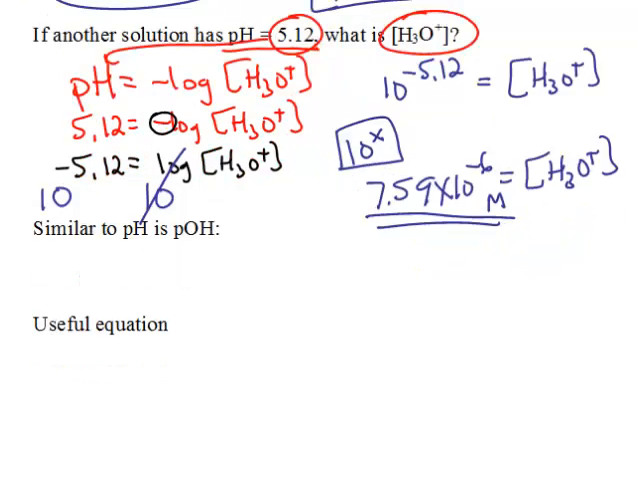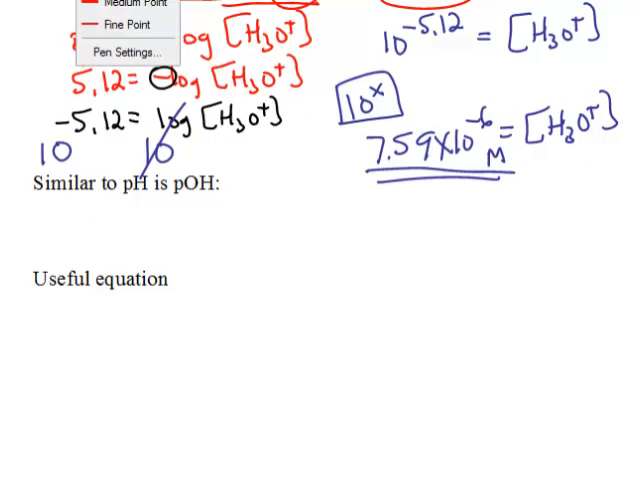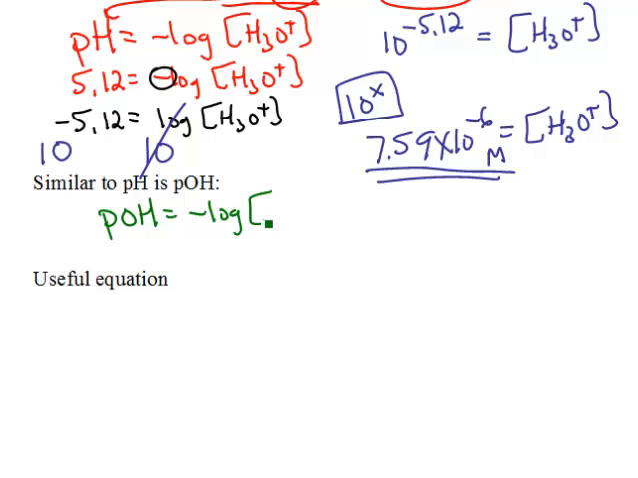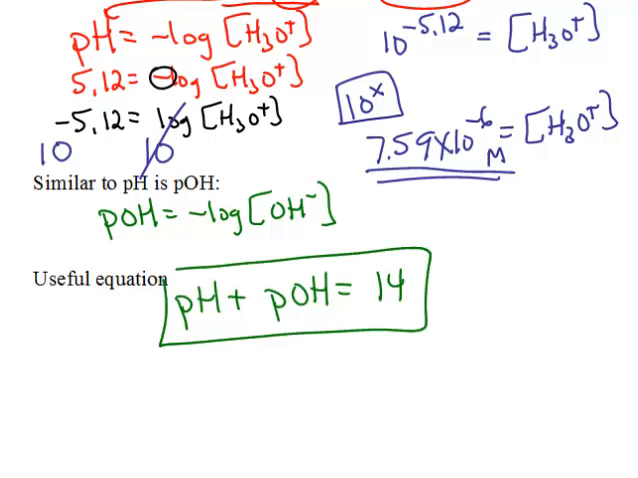There's another function, it's very similar to pH, it's the pOH. pOH just stands for the negative log of OH, or hydroxide concentration. It's useful because if you know the pH, you automatically can calculate the pOH, because pH plus pOH always adds up to 14.